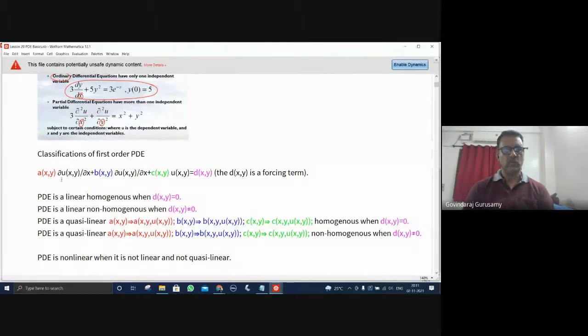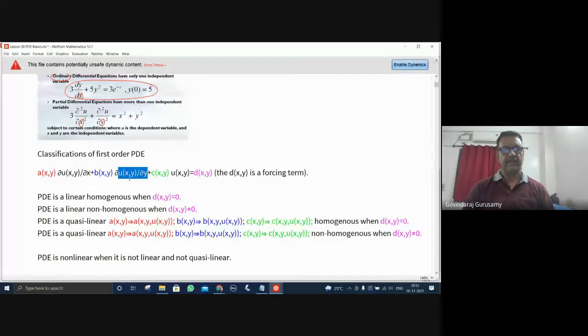So here is the typical first order partial differential equation. Order is whatever the derivative you have, that is the order of the partial differential equation. For example, you have ∂u/∂x, ∂u/∂y, this must be y, not x, and then you have the other parameters along with that. This is the first order, first derivative. This is also first order.